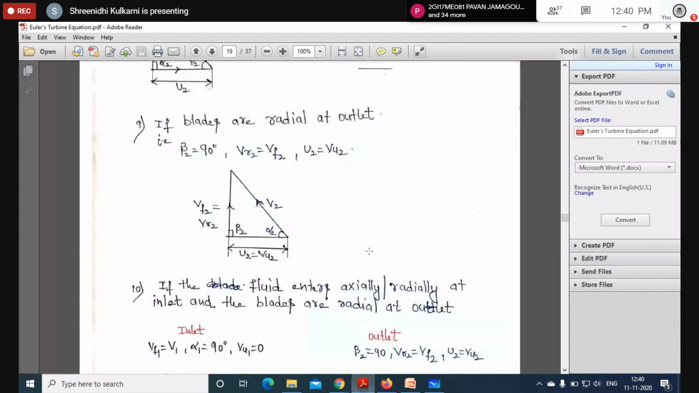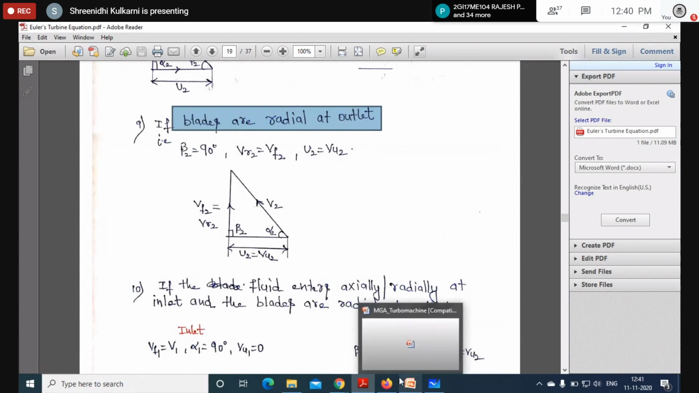Next I'll come to the case where the blades are radial at outlet. If you understood the inlet velocity triangle, similarly for the outlet velocity triangle, but the condition is that the blades are radial at outlet. The blades being radial means that the relative velocity VR2 will become perpendicular. Then beta 2 is equal to 90 degrees and VU2 is equal to U2.